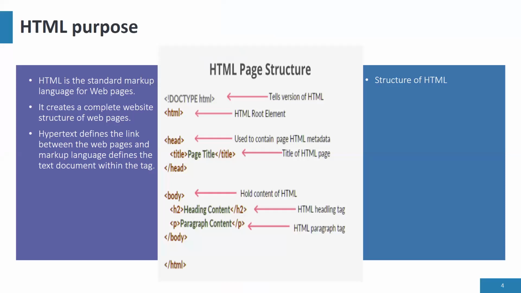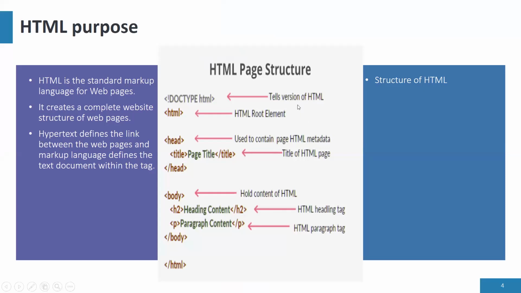Now, the purpose of HTML is quite simple. HTML is basically a hypertext markup language, which is a standard markup language for web pages. It creates a complete website structure for web pages. Hypertext defines the link between the web pages, and markup language defines the text documents within the tag.